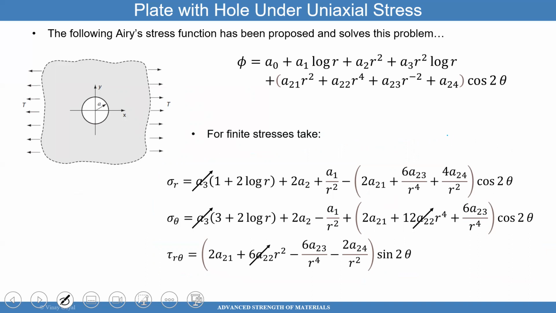For us to have finite stresses far from the hole, I cannot have this r to the 4, because r to the 4 means I will have infinite stresses when r goes to infinity. And I have to have finite stresses. The same thing happens with the log of r. This term right here will blow up. So A3 and A22 must be 0, so I don't have infinite stresses far from the hole. So I'm able to find those coefficients for now.